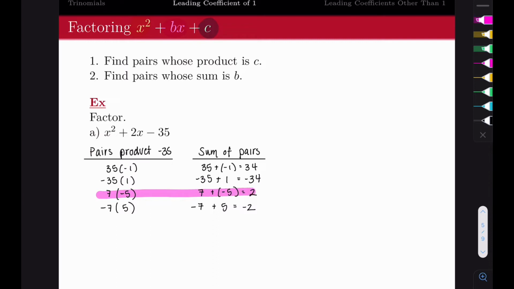So looking at this third pair, they multiply to negative 35 and they sum to 2. What this tells us is our expression x squared plus 2x minus 35 will have two factors, x plus 7 and x minus 5. So you use whatever the two numbers are that multiply to the correct thing and add to the correct thing. Okay? And then we can check this out by actually foiling.